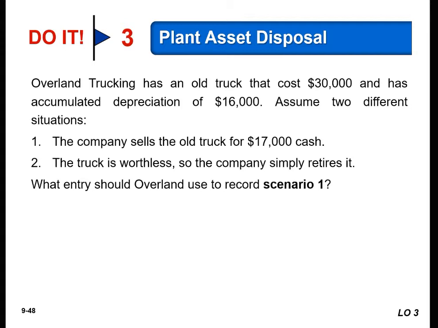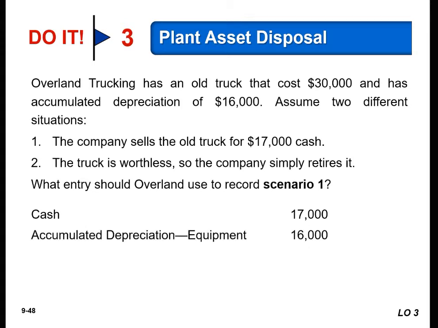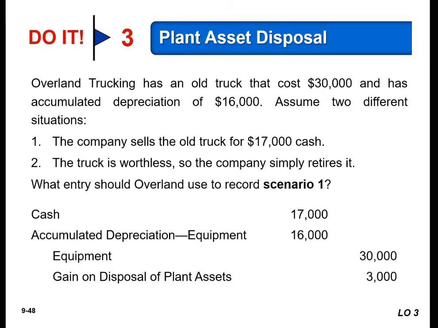So for situation one, we received $17,000 in cash. We have accumulated depreciation of $16,000. And then we have the equipment of $30,000 that needs to be removed from the books. This gives us a gain on disposal of our plant assets of $3,000. Remember, that's going to be in other gains on the income statement.